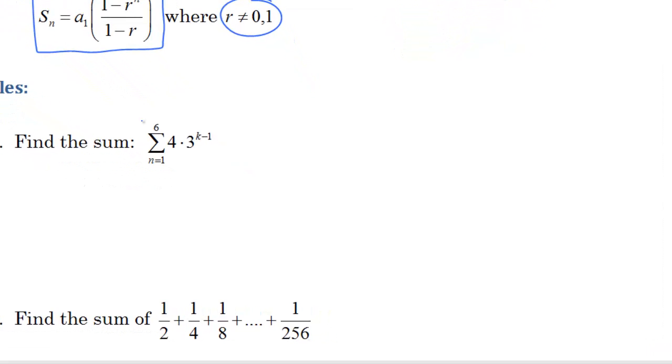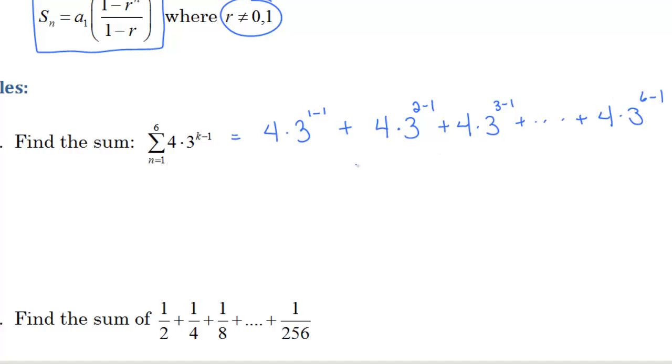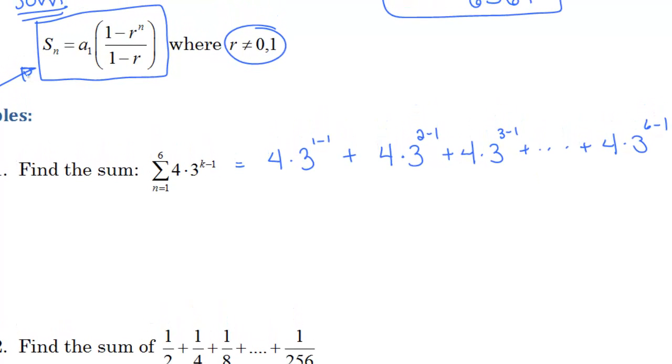Again, this is our sigma notation. What this means, we'd have 4 times 3 to the 1 minus 1 power plus, because of sigma, 4 times 3 to the 2 minus 1 power plus 4 times 3 to the 3 minus 1 power. Keep going to the 6th one. So you could manually write that out, calculate it, and find the sum. But let's use this formula instead.